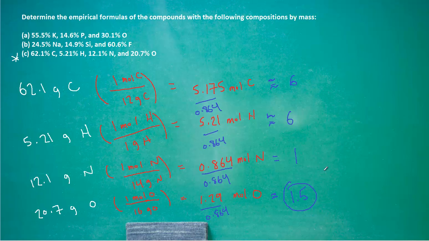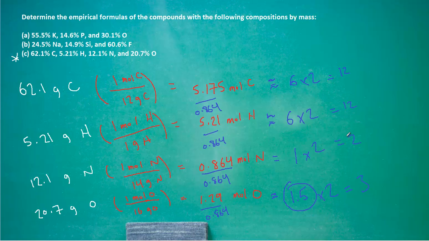So we can't write an empirical formula with a fractional subscript, so we have to get rid of that fraction somehow. And the mathematical way of getting rid of that fraction is to multiply each one of these numbers by 2. So let's watch what happens when we do that. We'll go ahead and multiply each one by 2. And we'll obtain the following numbers.